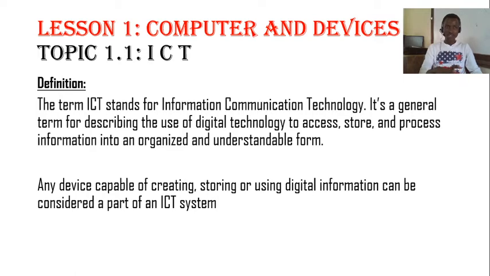Data in its raw form is facts, figures, numbers. When we process data, we get what we call information. So any device that is able to accept data, store that data, and process data can be termed as part of an ICT system. As you can see on the last line, any device capable of creating, storing, or using digital information can be considered part of an ICT system.